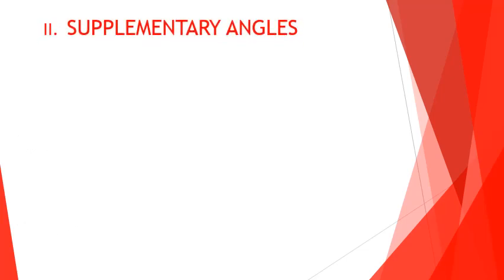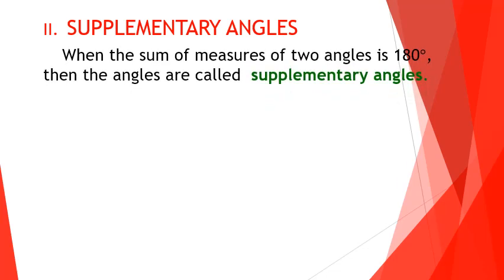Our next pair of angles is supplementary angles. Let's see what is meant by supplementary angles. When the sum of measures of two angles is 180 degree, then the angles are called supplementary angles. Examples are given here. Look at figure A.